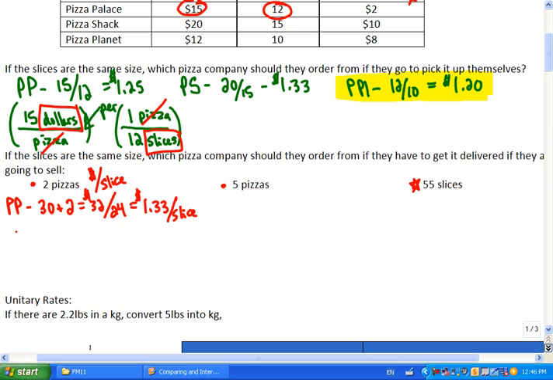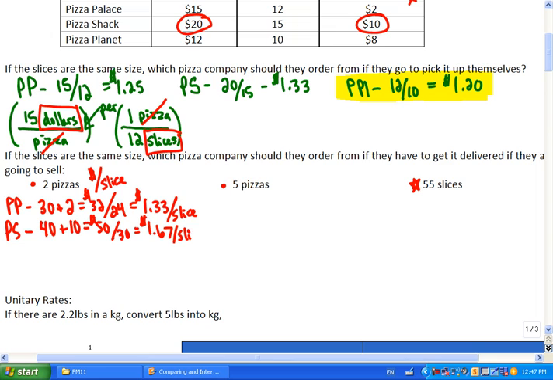Okay, and then if I order from Pizza Shack, these are now $20 pizzas. So I have 40 dollars of pizzas and a $10 delivery fee. So that's $50 for 30 slices of pizza. So that's $1.67 per slice.